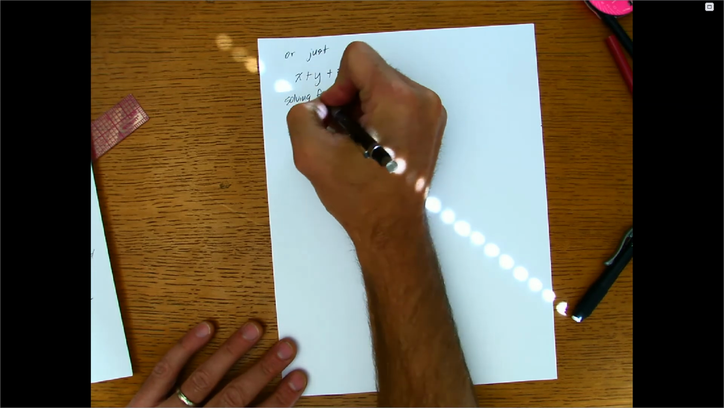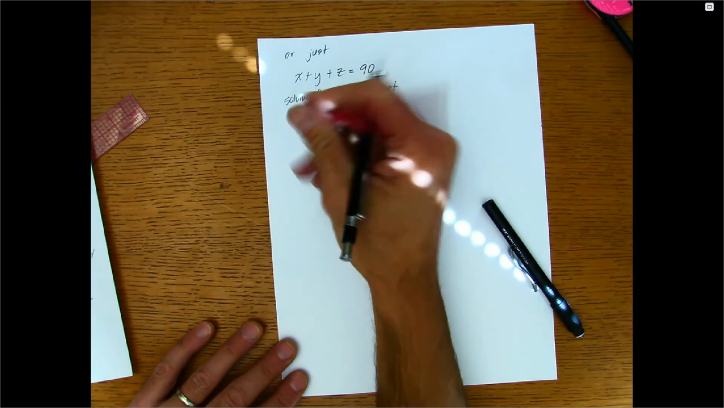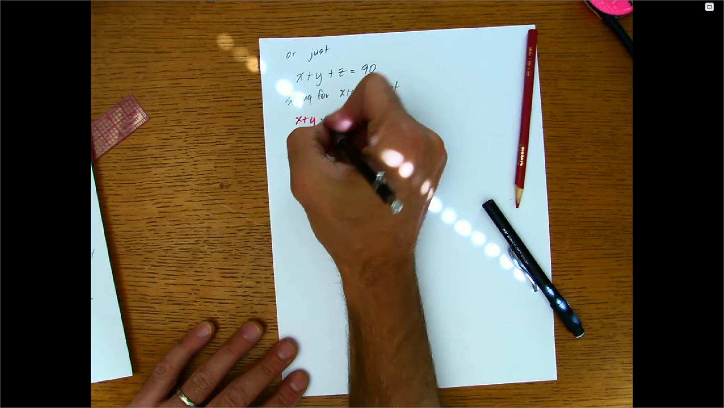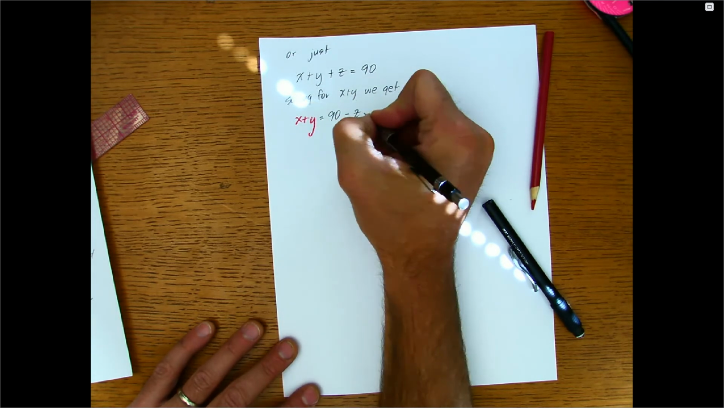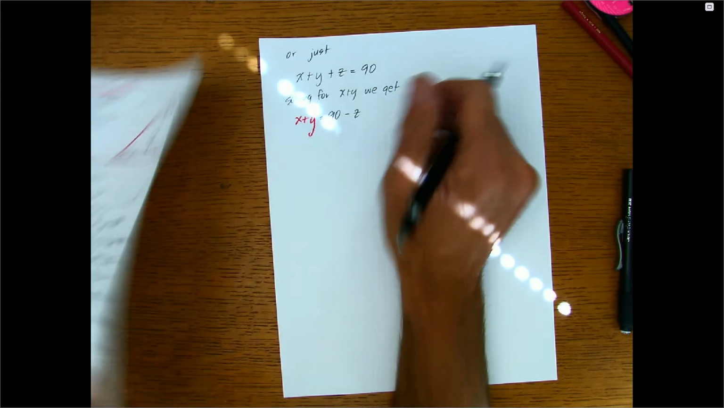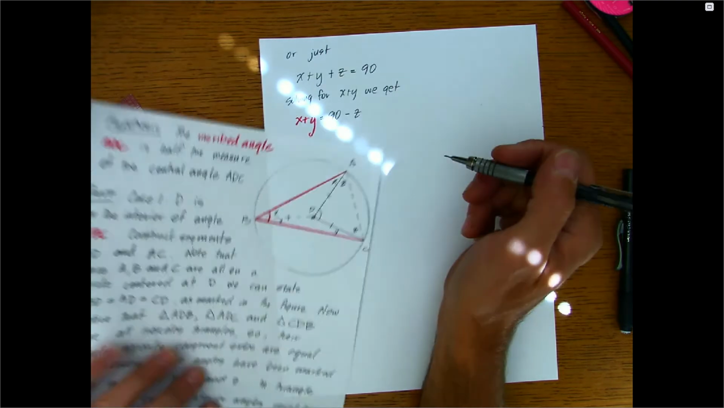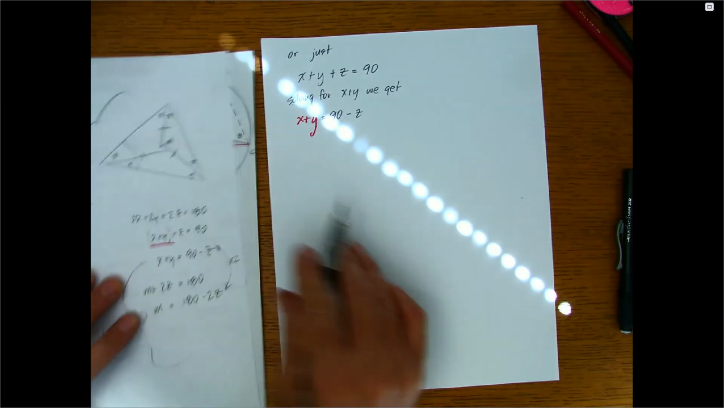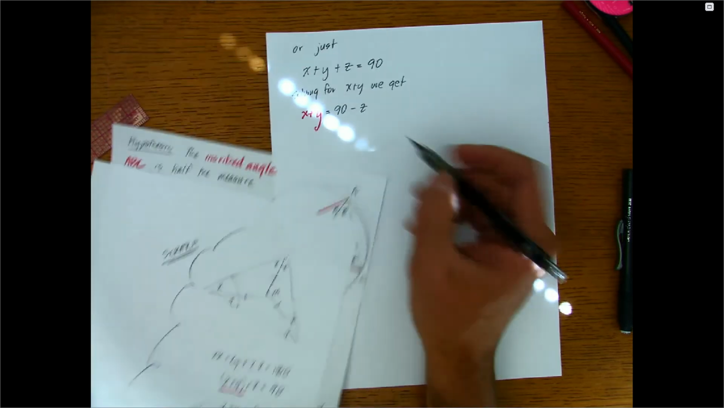Solving for X plus Y, we get, here I'm going to use a little color, X plus Y must be equal to 90 minus Z, okay? So if we solve for the X plus Y, what we've really done is we've solved for the measure of the red angle, and it's 90 minus Z. Now our goal is to show that the central angle, which we're going to call M, has a measure that's twice this.